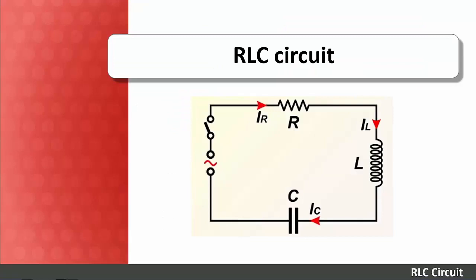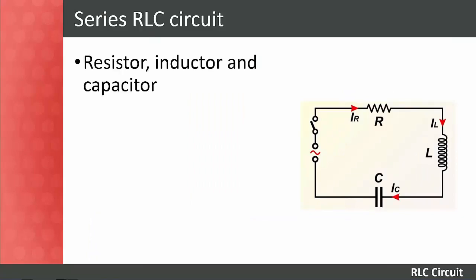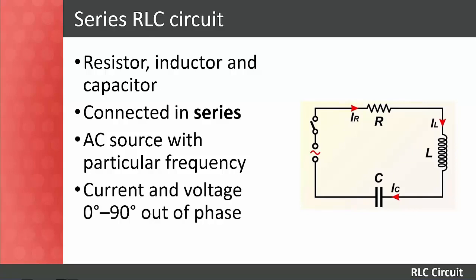Now that we have seen how resistors, inductors, and capacitors behave in alternating current circuits individually, let's see what happens when we connect them all together in an RLC circuit. A series RLC circuit consists of a resistor, inductor, and capacitor connected in series and powered by an AC source with a particular frequency. When there is a combination of resistance, inductance, and capacitance in an AC circuit, the current and voltage will be between 0 degrees and 90 degrees out of phase, depending on the values of these components.